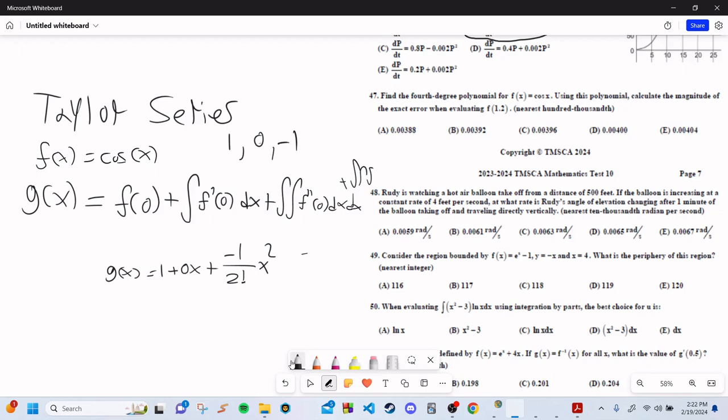So we can approximate these functions, which can't be defined by polynomials. We can approximate them with a polynomial. And so that's why Taylor series are useful.